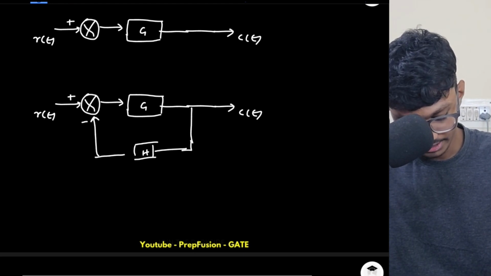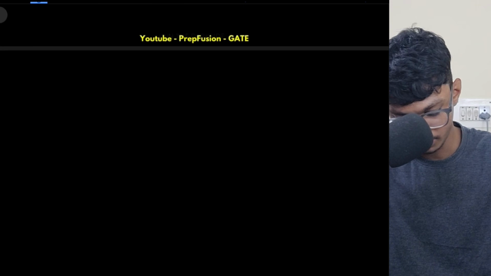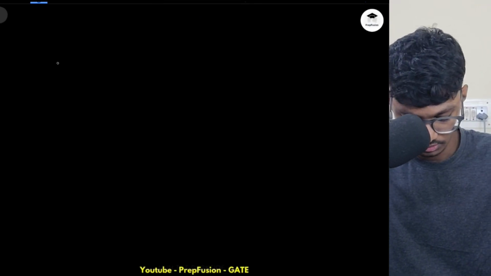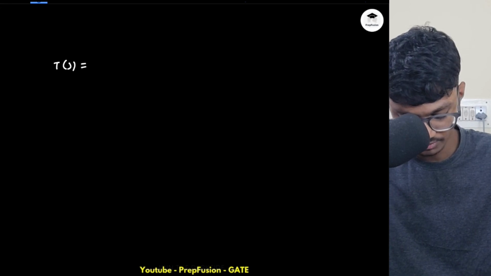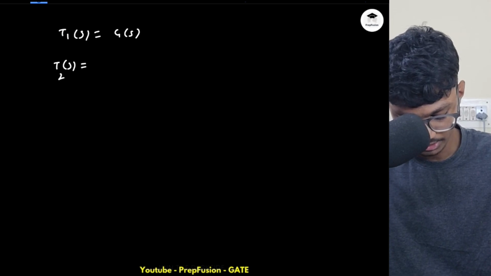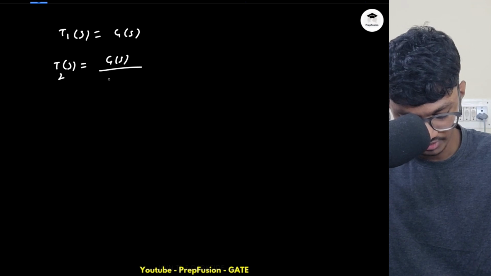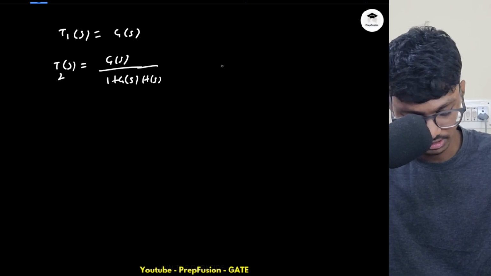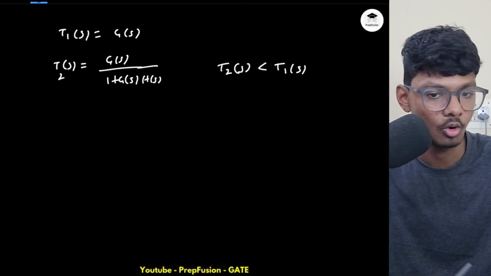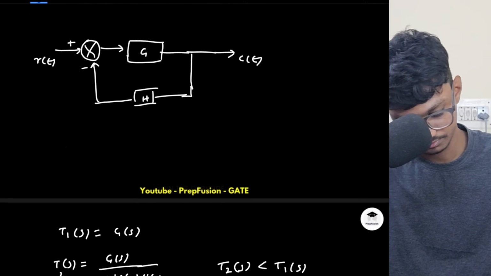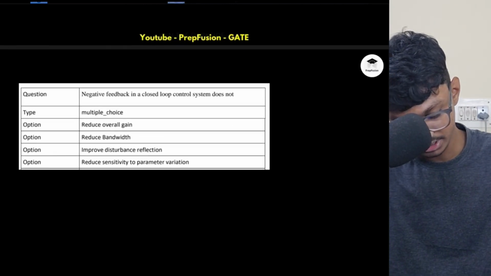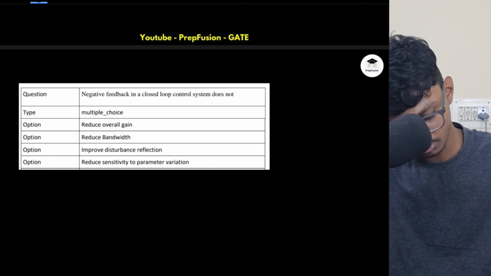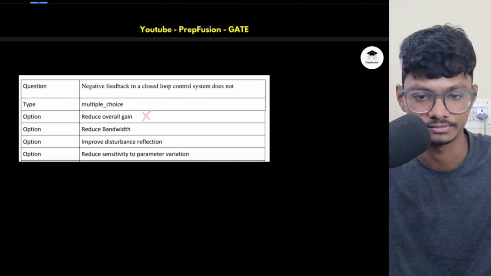If I add a negative feedback, we already know the formula of gain. Previously my transfer function T1 of s was simply G of s, and here my T2 of s will be G of s divided by 1 plus G of s into H of s. So obviously the transfer function T2 of s will always be somewhat lower than T1 of s. So overall gain will reduce. Statement 1 says it does not reduce overall gain, which is incorrect. It actually reduces the overall gain.